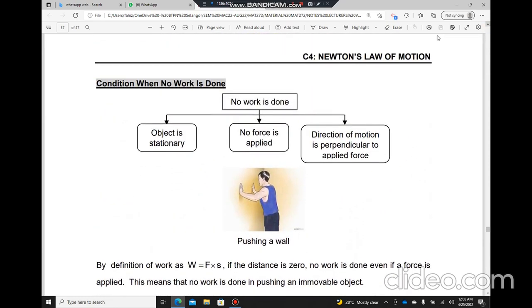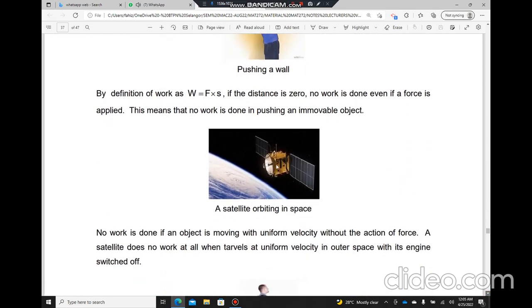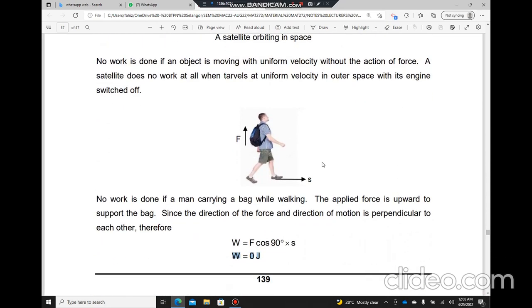Okay, yang ni objek stationary ni bila objek pegun, contohnya yang ni pushing a wall. Untuk contoh yang pertama ni kan, maknanya objek tu pegun, wall ni pegun kan, so dia tak bergerak. Okay, second one, no force is applied. Yang ni contoh yang satelit tu, no force, dia tak ada tekan daya. And then last one, yang ni dia membentuk F dengan S ni membentuk sudut 90 darjah. So kalau kita kira cos 90 degree, dia akan dapat 0. So that's why this one dia kata no work is done.